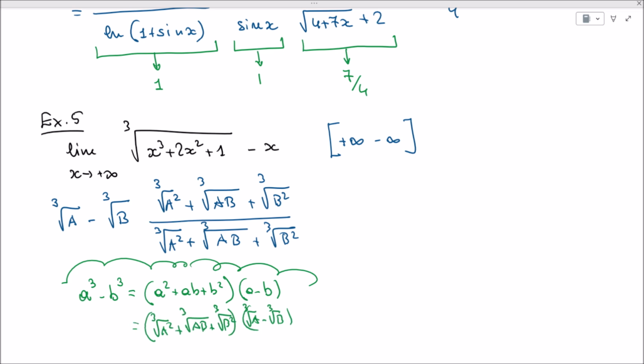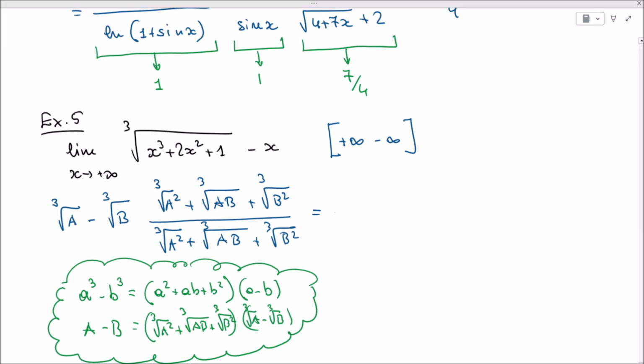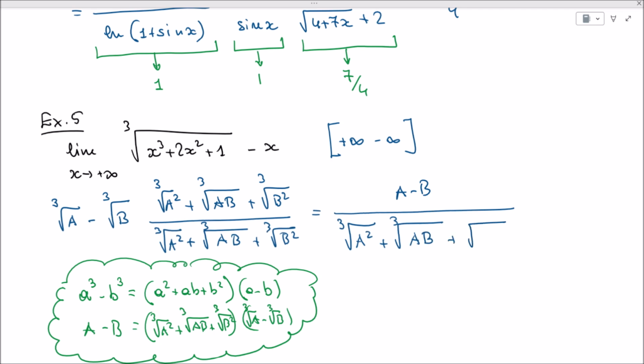And finally, what you get is exactly a minus b. So that's the idea. By just replacing a and b with the cube root of a and the cube root of b, we get exactly this expression. So if we carry out the multiplication now, we see that we can get rid of the cube root at the numerator, because finally we get a minus b divided by the same denominator: cube root of a squared plus cube root of a b plus cube root of b squared.